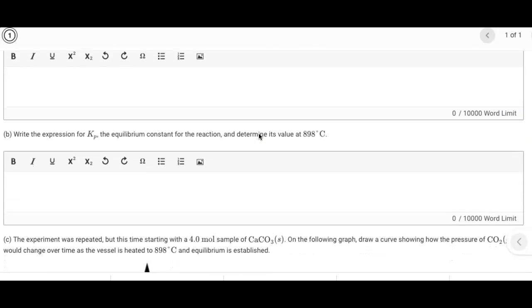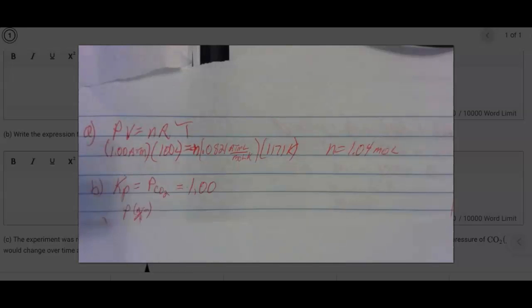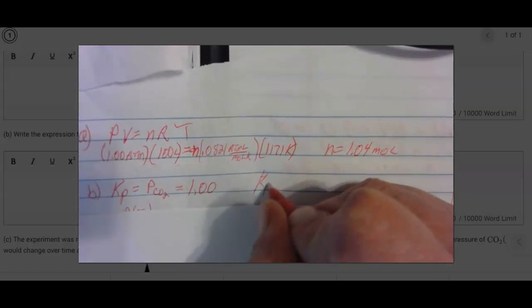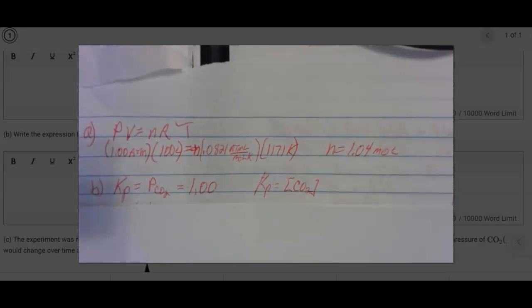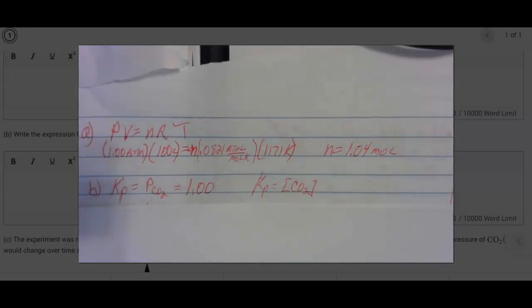Part B, write the expression for Kp, the equilibrium constant for this reaction, and determine its value at 898 degrees Celsius. All right, well, that's even easier. Let me shift views yet again. So Kp is just based on the pressure of carbon dioxide. Instead of pressure, if you had said Kp equals concentration of CO2, that would be okay as well. We were told the pressure is 1 atmosphere, so Kp is 1.